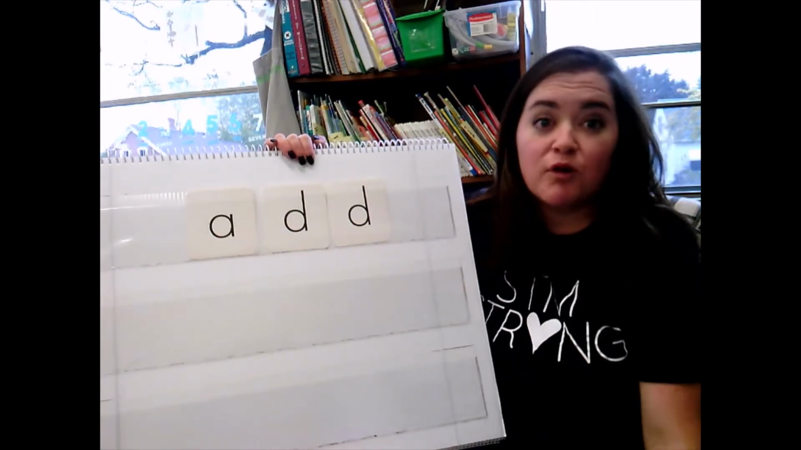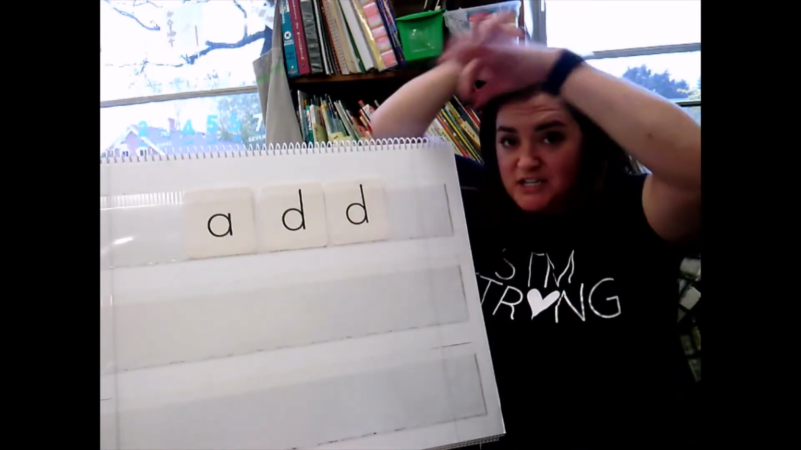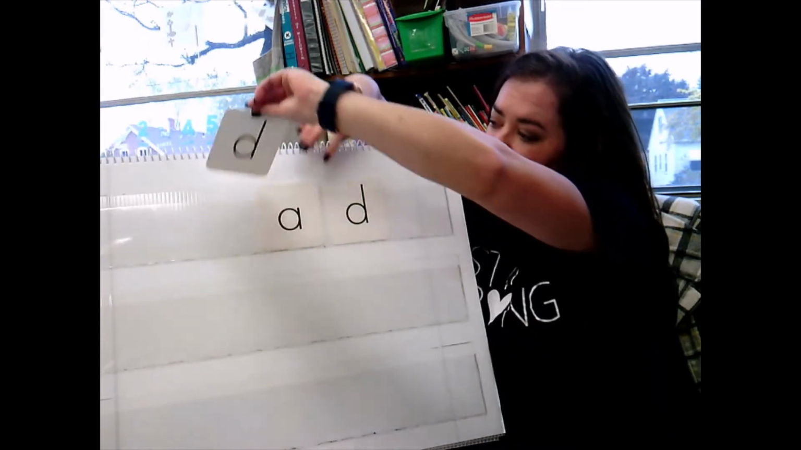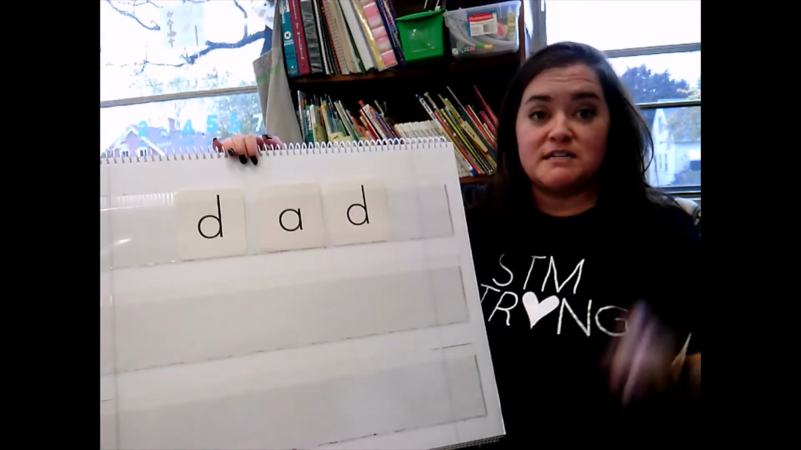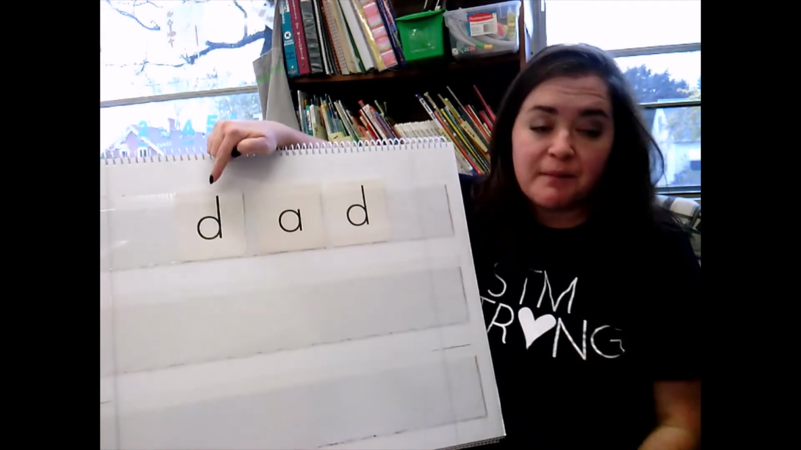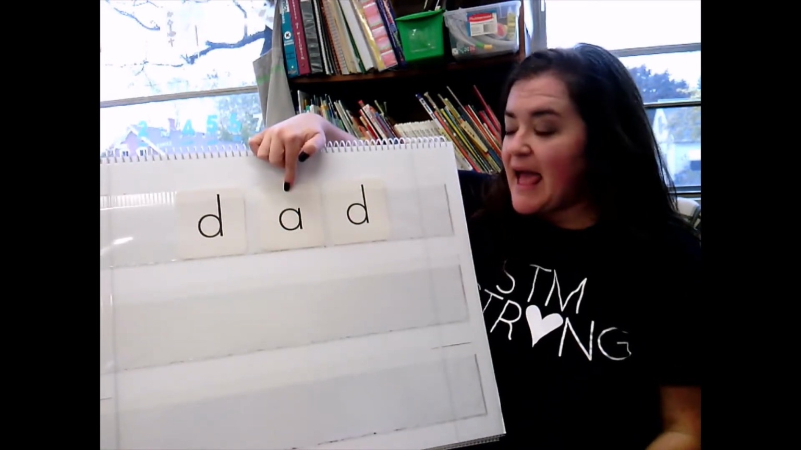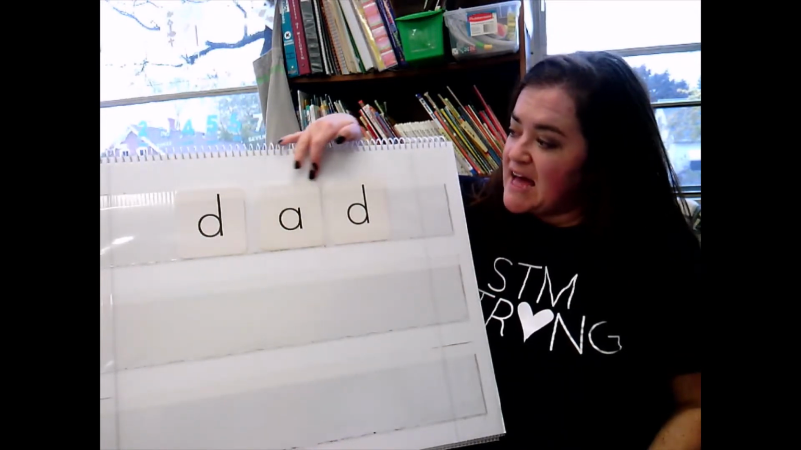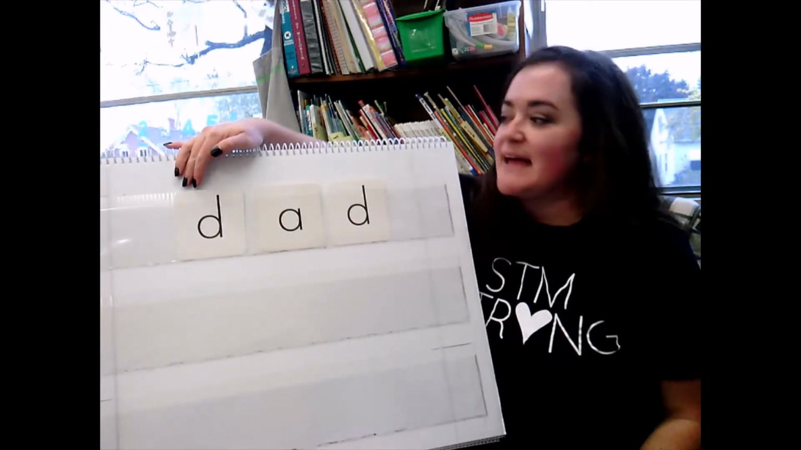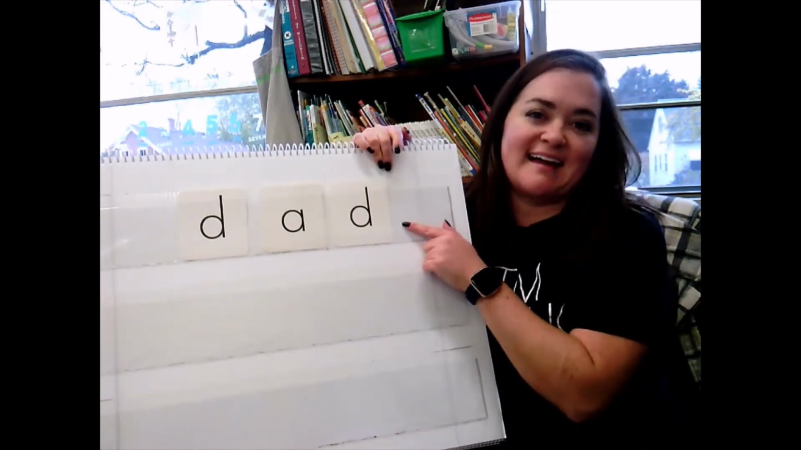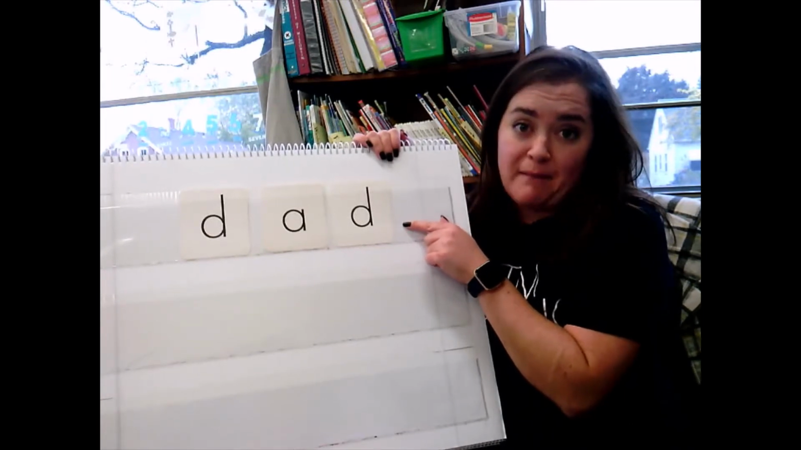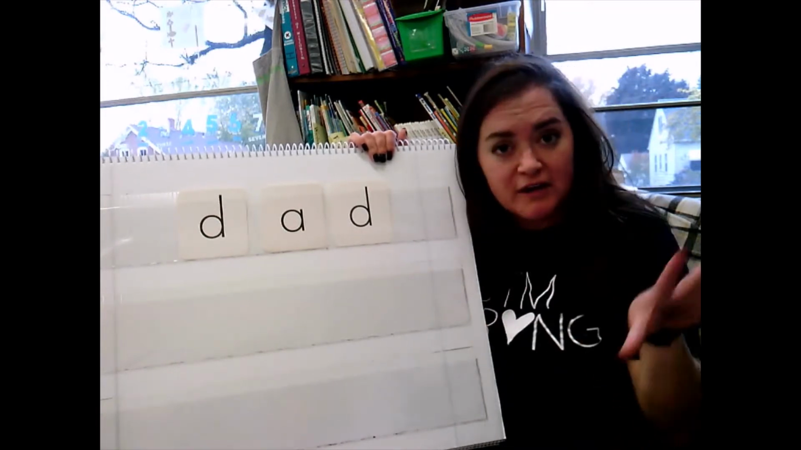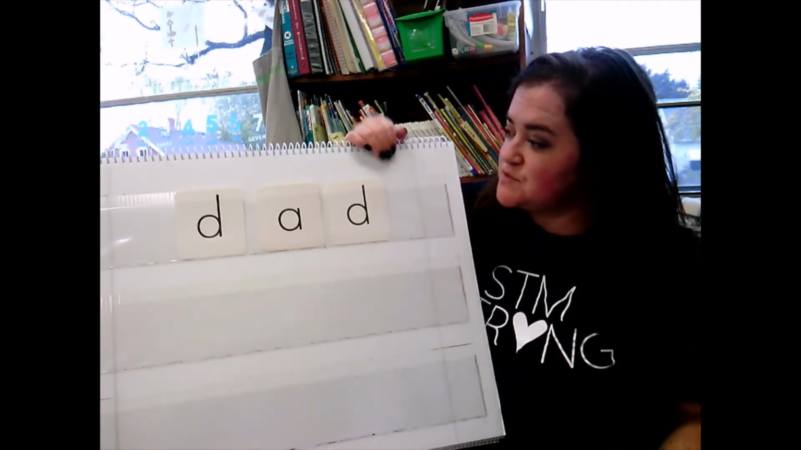I'm gonna change one more letter now. Actually, I'm gonna switch 2 letters. So I'm gonna switch this D and this letter A, and we're gonna swap them. And then we need to chop to find our new word. Chop with me. D. Add. Now let's blend it back together. Dad. And now let's read the word. Dad. This is dad, like you have a dad, maybe a mom, and they might live at home with you. I'm gonna make a whole brand new word, and we're gonna do this a couple more times.